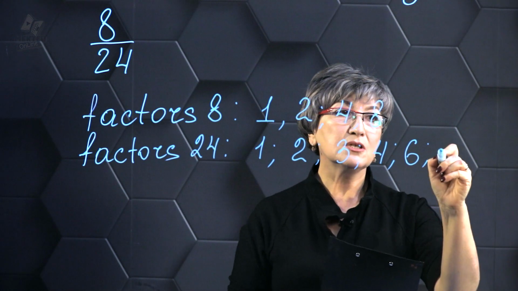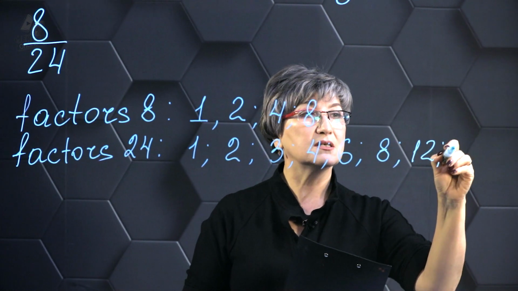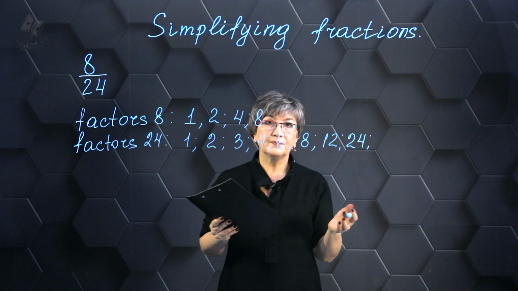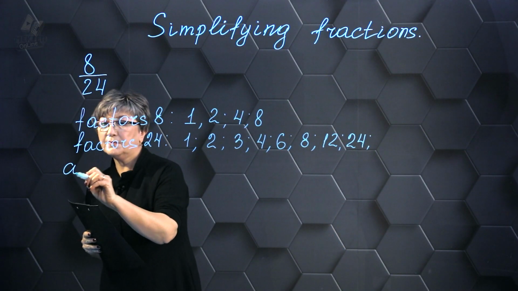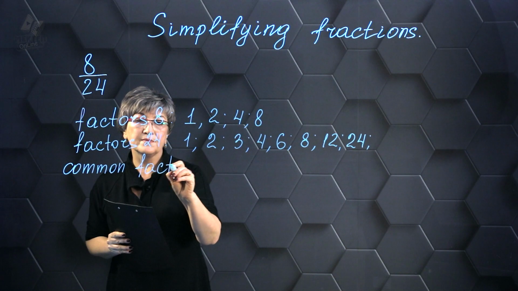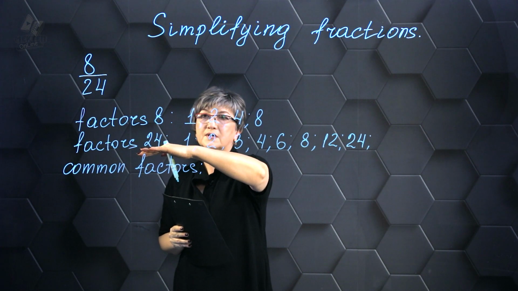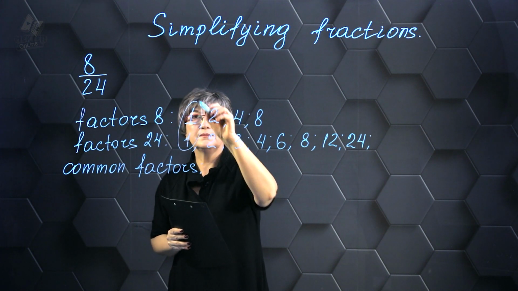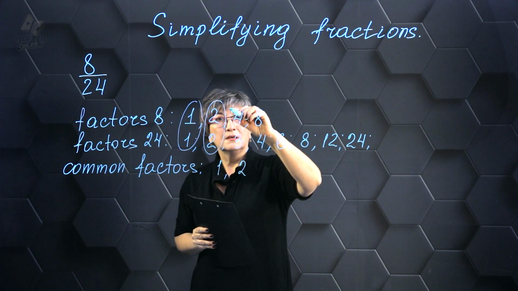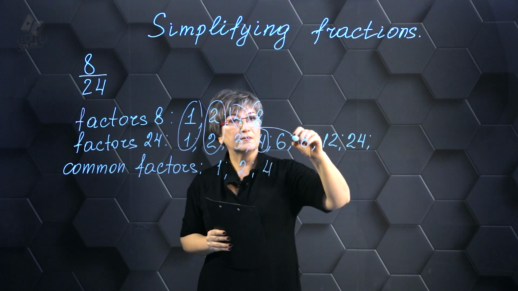So what's the big deal here? The main point is that we will now choose the divisors that are common to both numbers. Common divisors. The numbers 8 and 24 have common divisors between them. This is the numeral 1, this is the digit 2, this will be the number 4, and furthermore, there is 8.